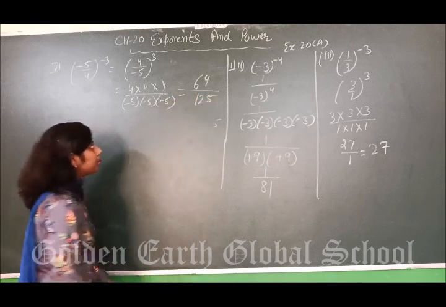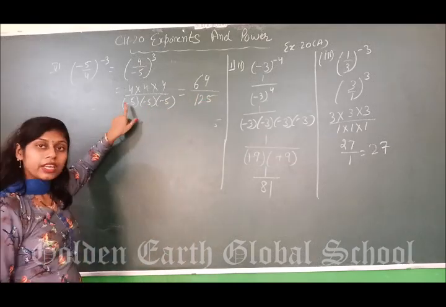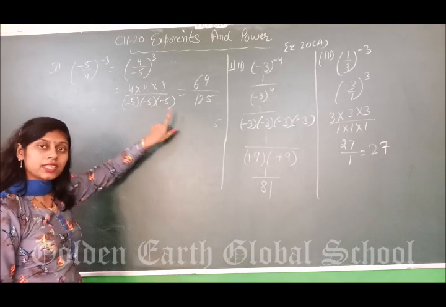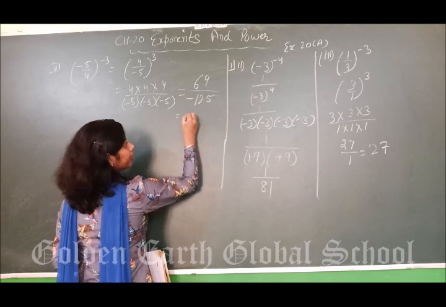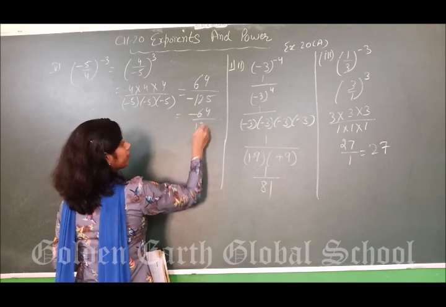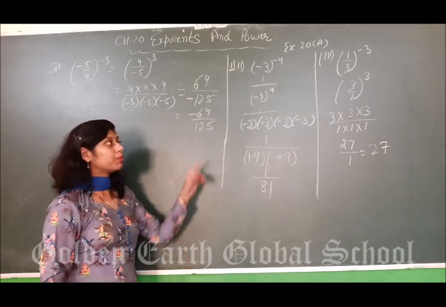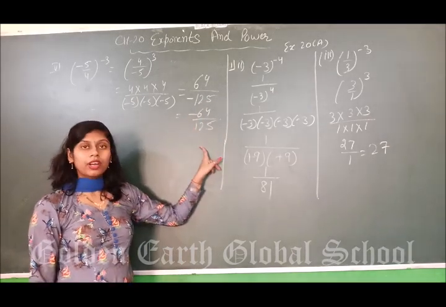Here note one step. There are 3 negative signs. Minus minus plus, plus minus again minus. So this negative sign you can write in the numerator or in the denominator. One and the same. So the answer will be minus 64 upon 125.